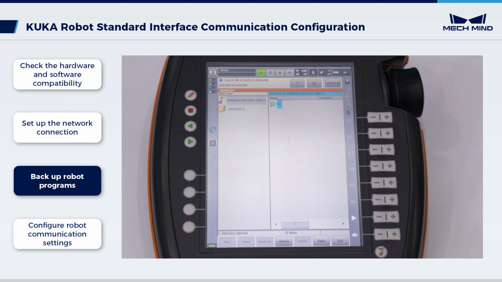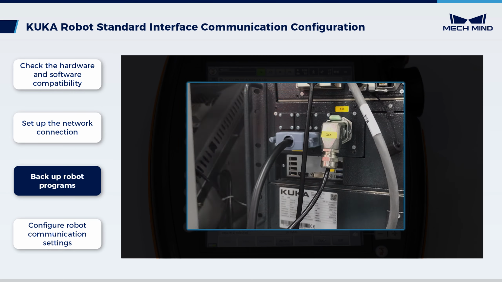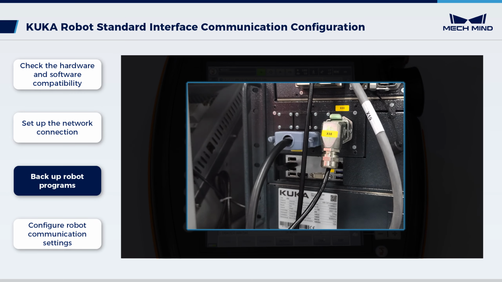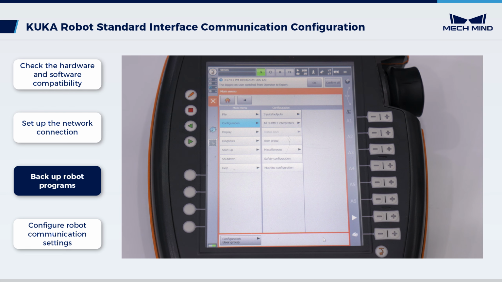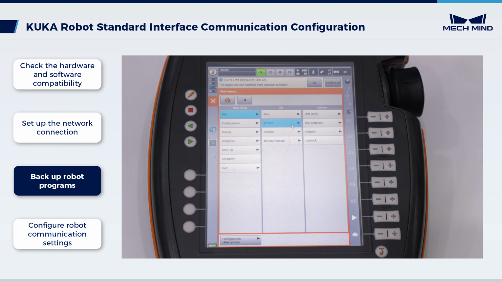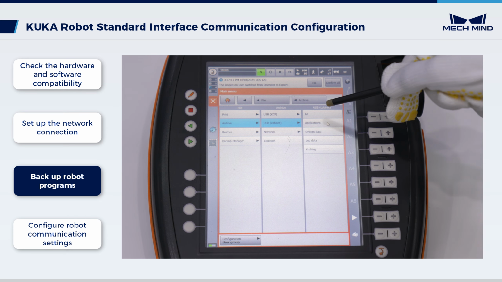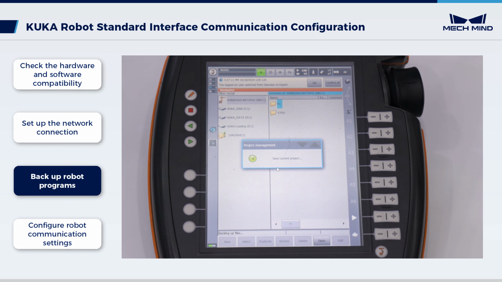Back up the programs already in the robot. Switch to the expert mode again. Plug a flash drive into the controller, and make sure that the flash drive shows up on the teach pendant. Press the lower right button. Select File, Archive, USB, Cabinet, and then All. Click Yes in the pop-up window to start the backup.